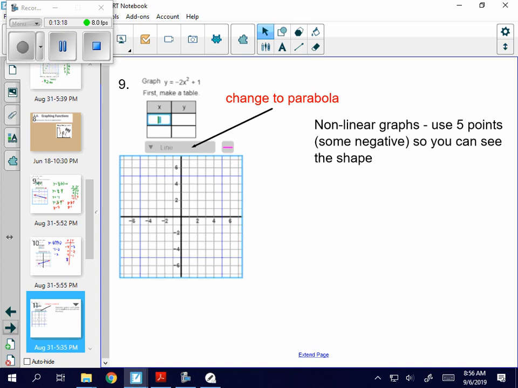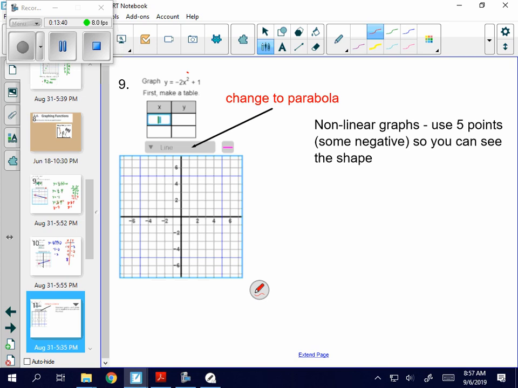Number 9, let's make a table for that one. By the way, something special on this one. That square right there is going to change the shape. It is no longer linear. So after we make our table, we're going to need to pick not the line, but the other option. You'll change it to the parabola.